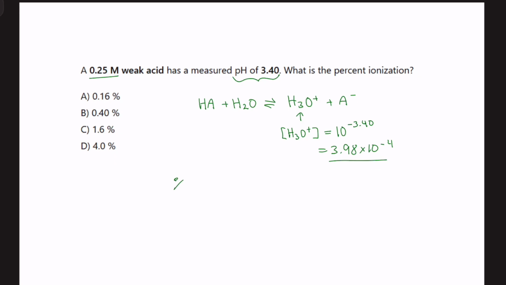So if I want to find percent ionization, I simply take the concentration of hydronium over the original concentration and multiply it by 100. And this will give me 0.16%.